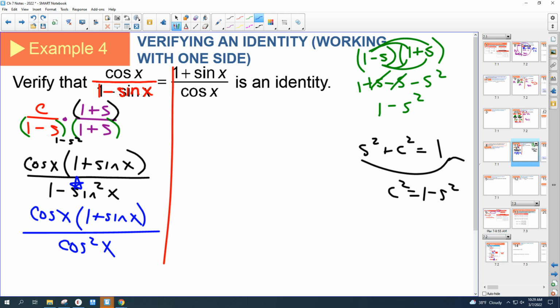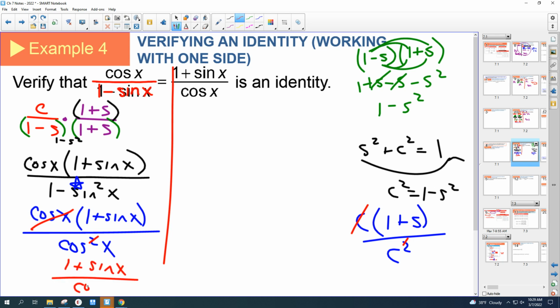Think about the algebra behind that. If I had c times 1 plus s over c squared, it's a little bit easier to see what's going to happen. One of those c's is going to cancel out. You'd knock out one of these, and you still have a cosine on the bottom. And you're left with 1 plus sine x over cosine x. QED. Left side equals right side. As soon as you get there, you're done. The whole thing is the answer, not just the last step. Questions on that one?